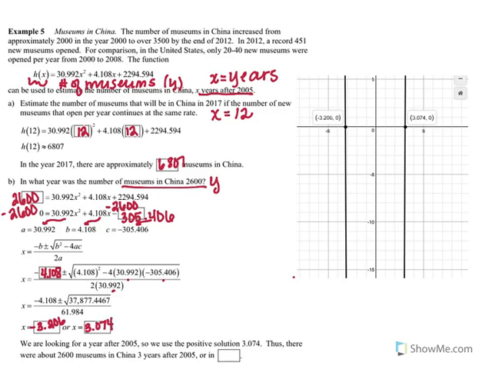3.074. Since x represents the number of years, it does not make sense to use the negative value, right? So since we don't need the negative value, the only option it could be would be about 3 years. They would reach 2,600 museums. So 3 years after 2005 would be 2008. I can see that when I graphed my equation, based on the data, I did end up with these two x values. Note that we're not using the negative value because it does not make sense in the context of the problem we are given.